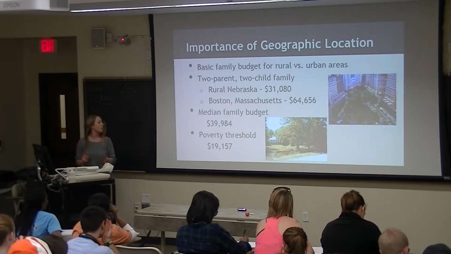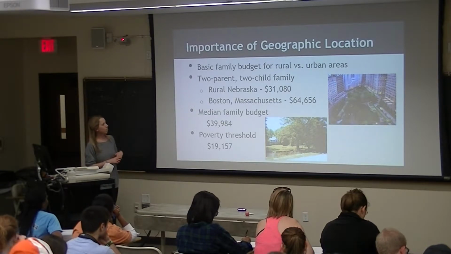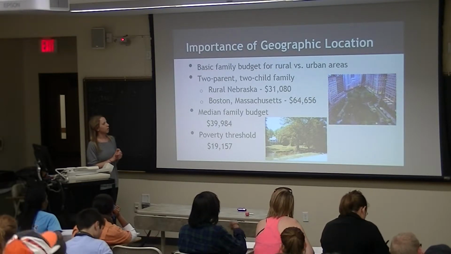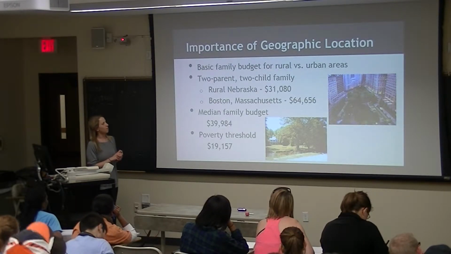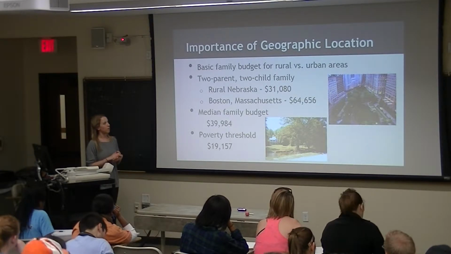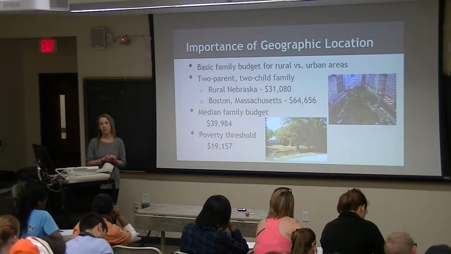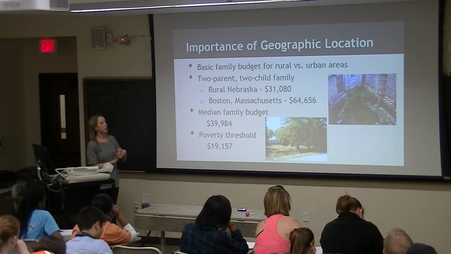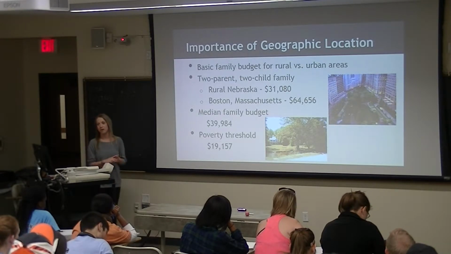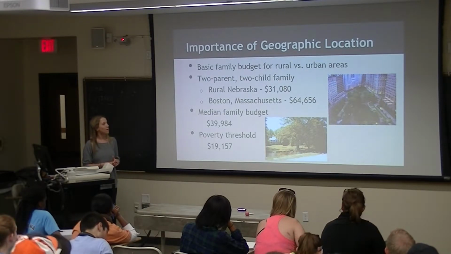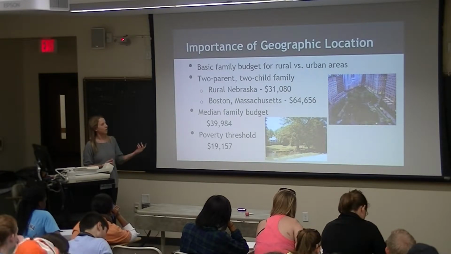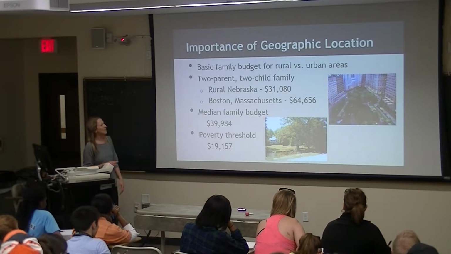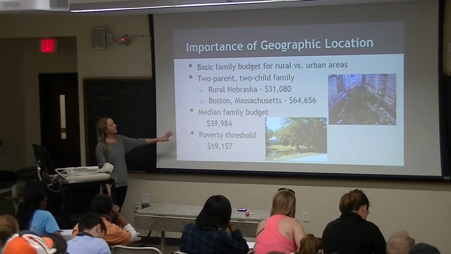So these researchers found, here are two examples, for a two-parent, two-child family in rural Nebraska, the basic family budget for that year would be approximately $31,000. However, in Boston, Massachusetts, you see this huge difference with $65,000. So, I mean, it is huge. It's a big deal.